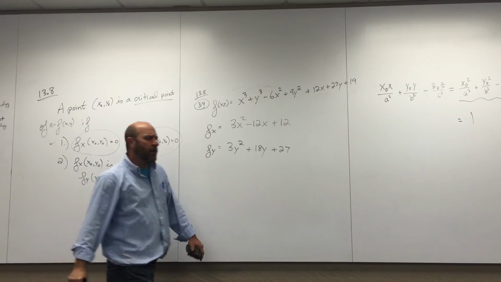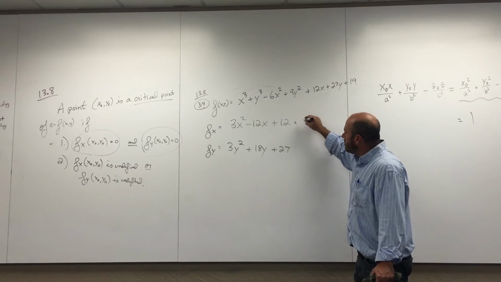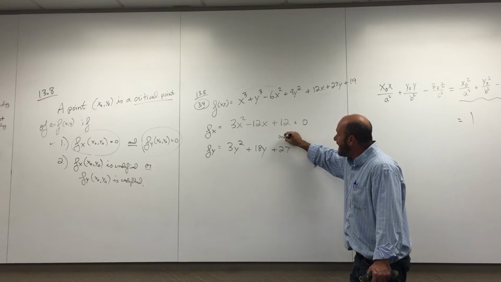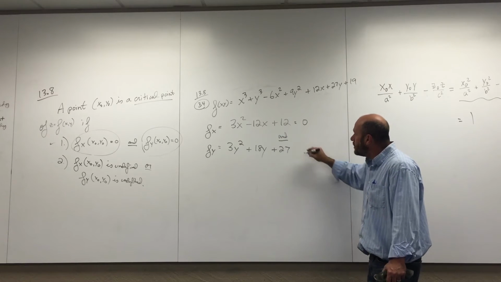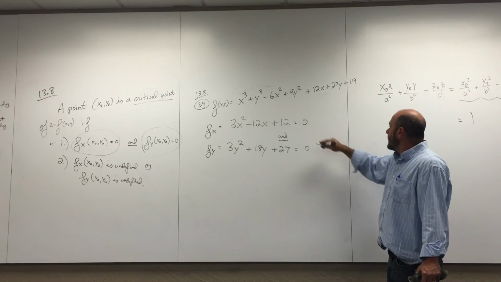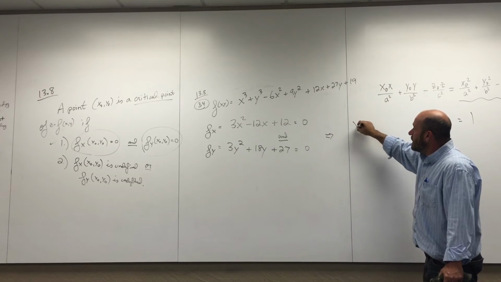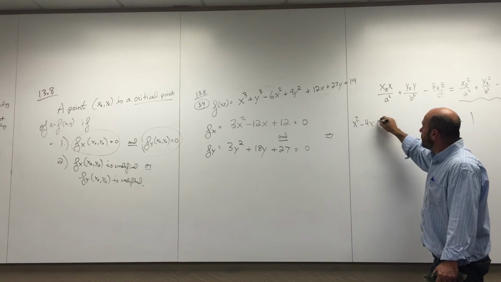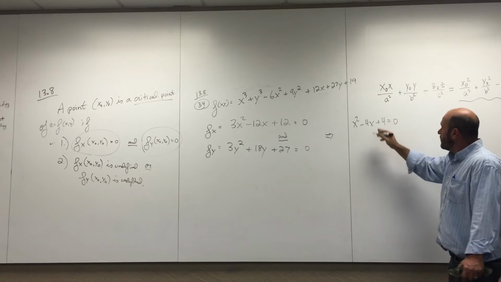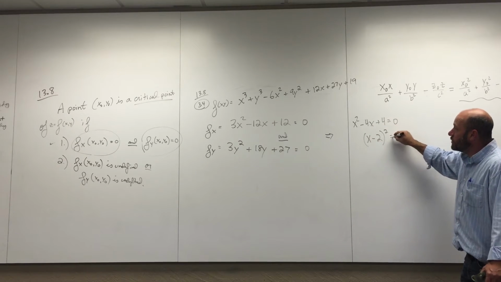All right. So now remember though, I'm looking for when they both equal 0. So I'm going to set this one equal to 0, and the word "and" I think is kind of important, and this equals 0. All right, with that top one, I could divide by 3, and I get x squared minus 4x plus 4 equals 0. I'm going to proceed here. That's (x minus 2) squared equals 0.